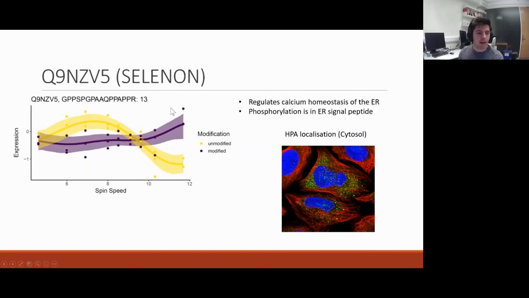Another example, a little bit more obscure, is Celanon. It's a protein that regulates calcium homeostasis of the ER, so it's an ER localized protein, but it can also be found in the cytosol, according to the HPA. And we measure phosphorylation in exactly the ER signal peptide for this protein. You can clearly see the modified and unmodified versions of this peptide have different trajectories, suggesting that this phosphorylation in this signal peptide is really key for the localization of this protein.